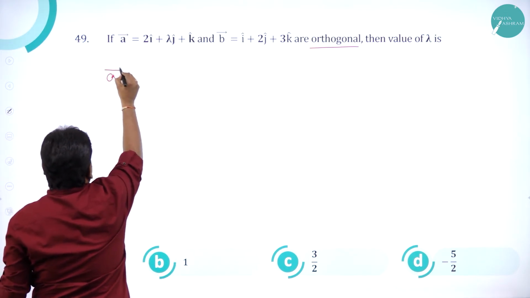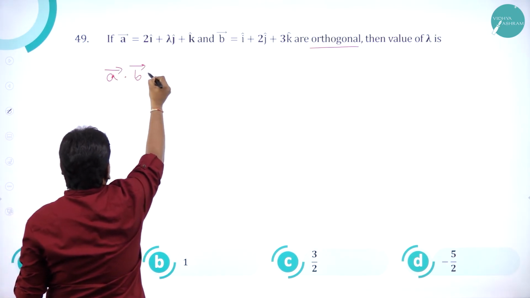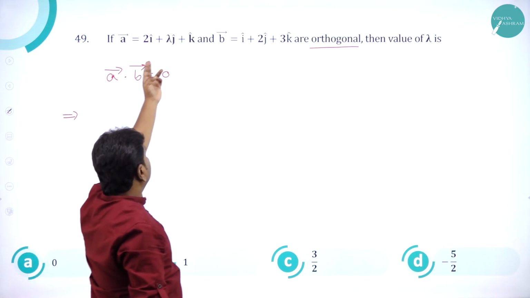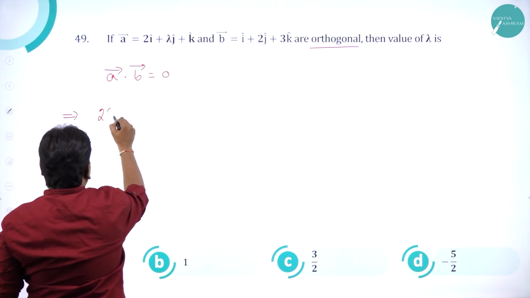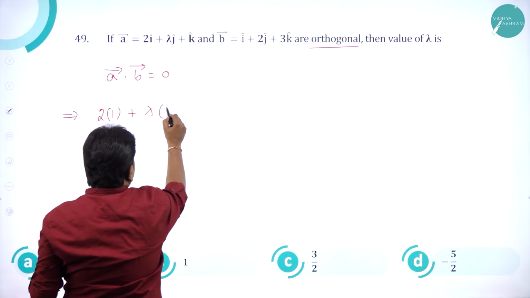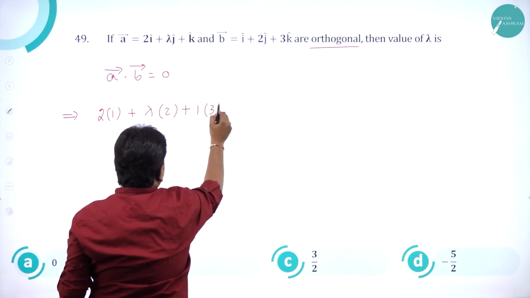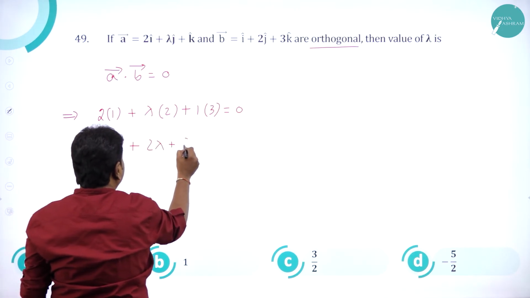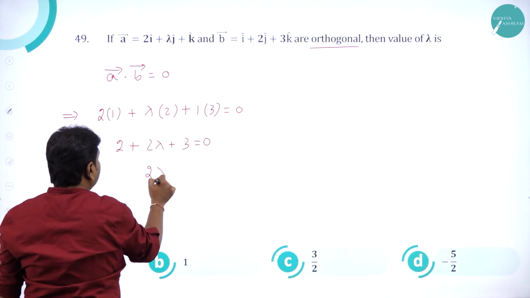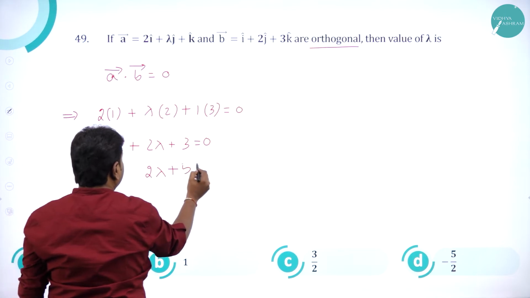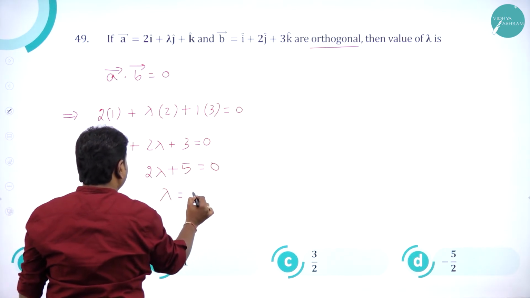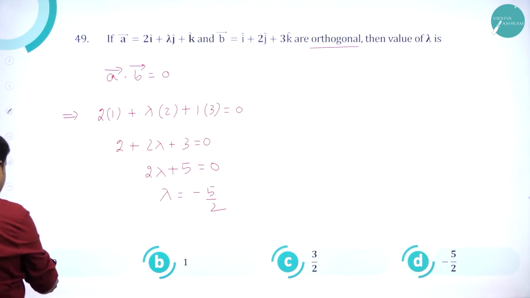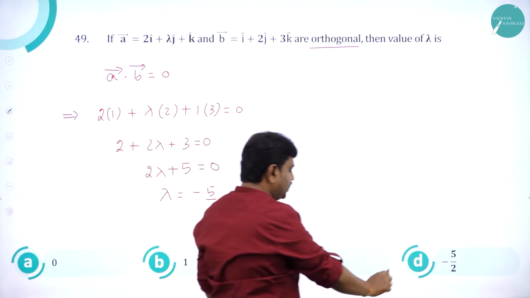So, they have given orthogonal. Orthogonal or perpendicular means A dot B is 0. So that implies, you know how to do the dot product. Multiply the coefficients: 2 into 1 plus lambda into 2 plus 1 into 3 equal to 0. Simplify this: 2 plus 2 lambda plus 3 equal to 0. Further simplify: 2 lambda plus 5 is equal to 0. That will give you lambda is equal to minus 5 by 2. So search for minus 5 by 2, 0, 1, 3 by 2. Option D is the answer.